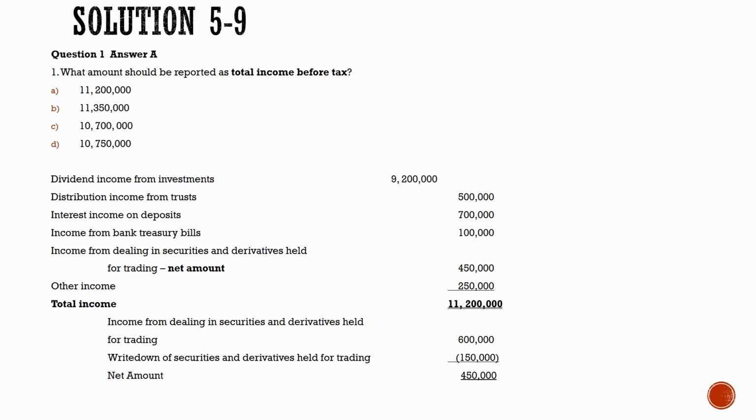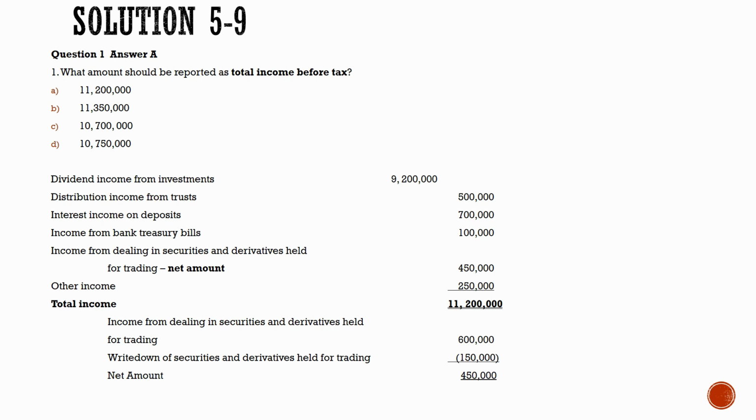However, may write-down of securities and derivatives held for trading din tayo. So, kailangan muna natin itong i-deduct from the income from dealing in securities and derivatives held for trading to get the net amount. Minus lang natin yung 150,000 from 600,000 and we'll get a net amount of 450,000.